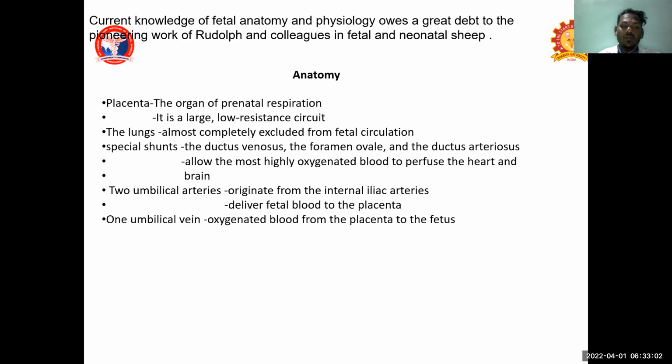There are two umbilical arteries originating from the internal iliac artery, and these deliver fetal blood to the placenta. There is only one umbilical vein which carries the oxygenated blood from the placenta to the fetus. Next, we are going to see the diagram.